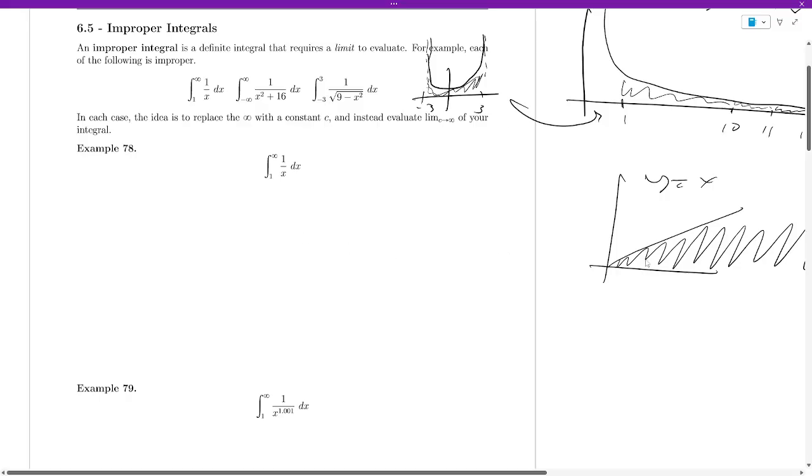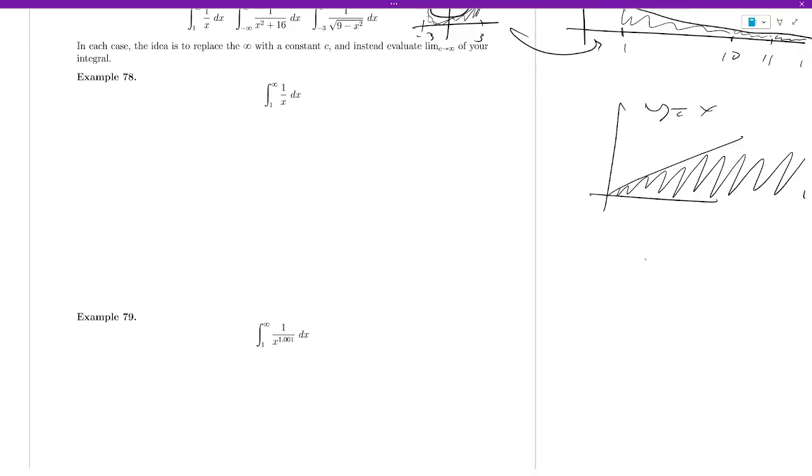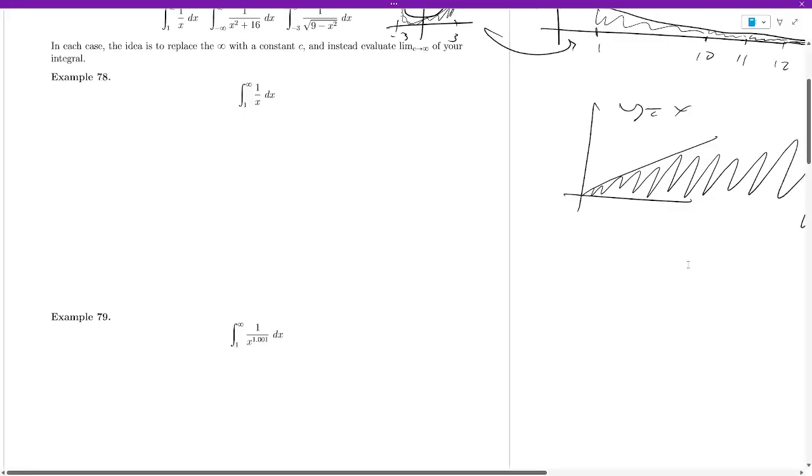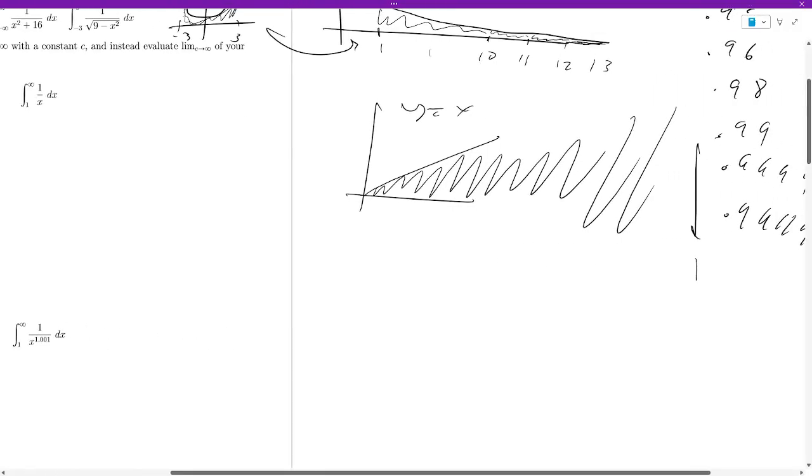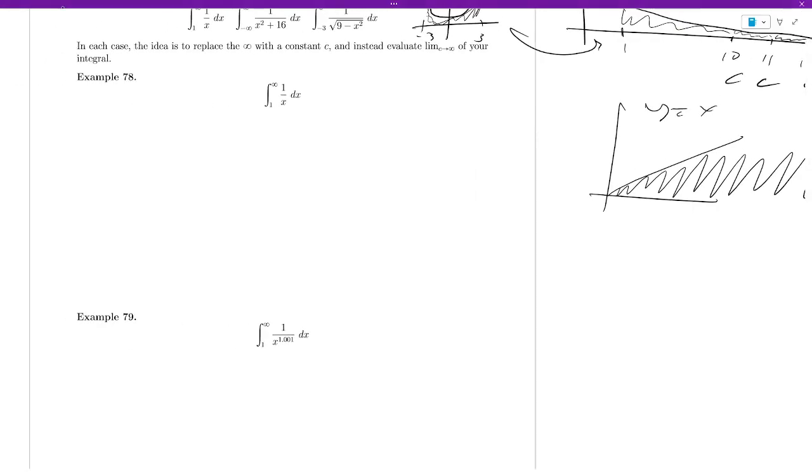Okay, so let's just see the procedure. This is a pretty standard procedure. The idea is to make what we were saying earlier a little precise. I said try integrating 1 to 10, then 1 to 11, and 1 to 12, and 1 to 13. I'm just going to have a letter C stand for the number that I'm going to integrate to. I haven't committed yet to what C is. So replace the infinity with a constant C. So let's try this: I'm going to integrate from 1 to C, 1 over x.